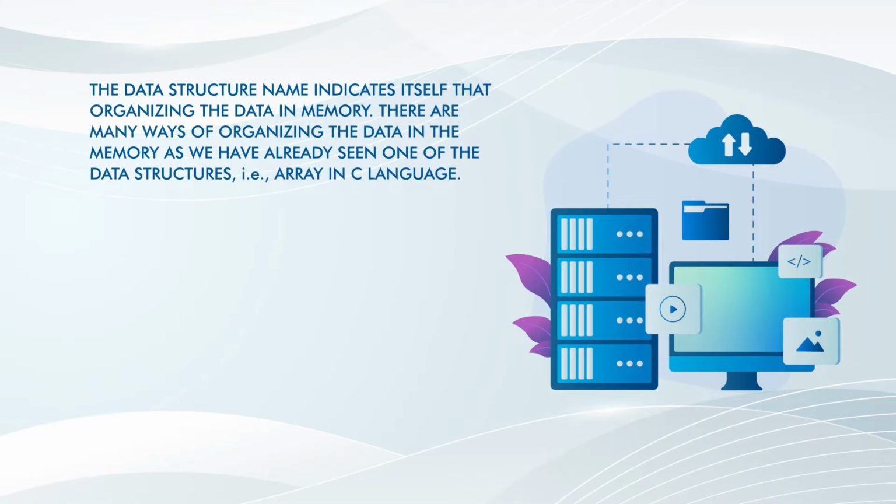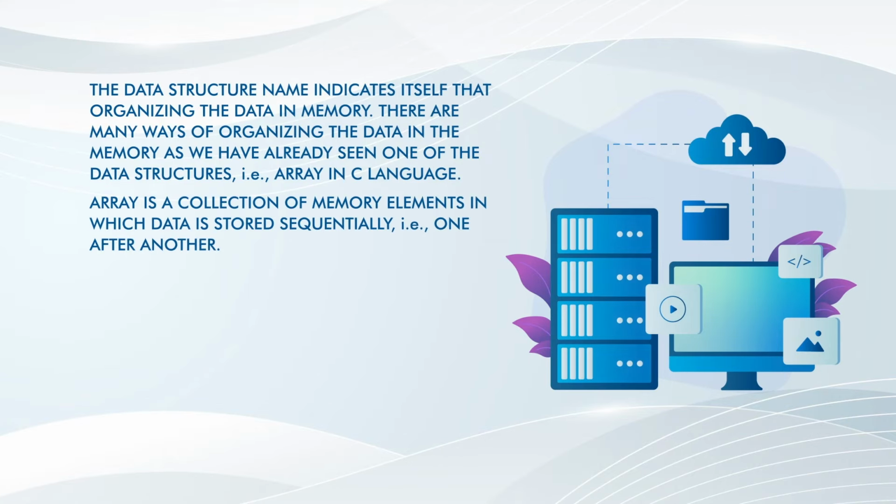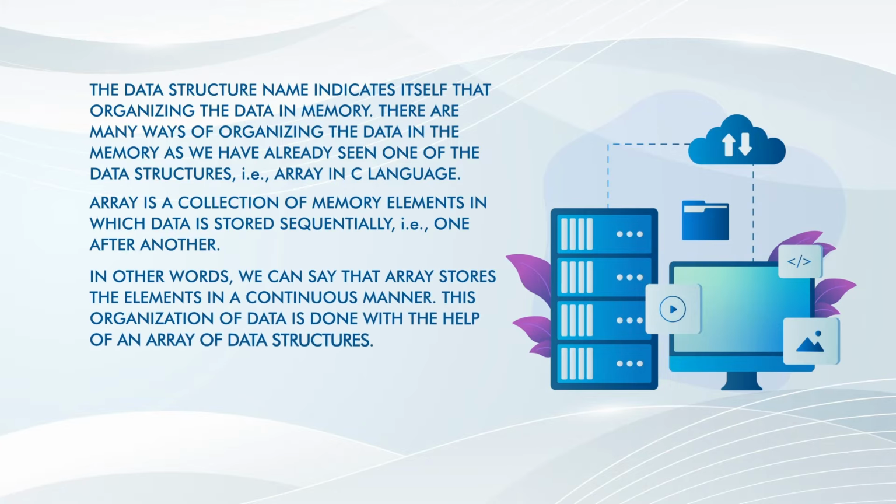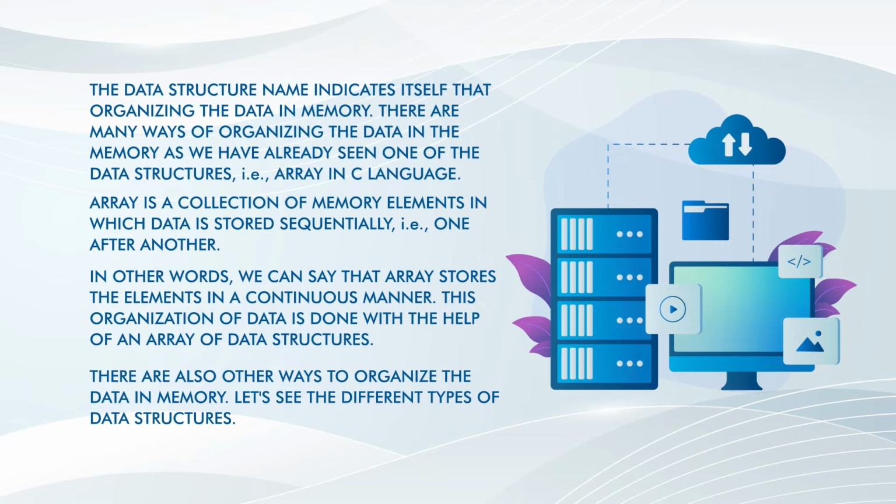What is data structures? The name indicates itself: organizing the data in memory. There are many ways of organizing the data in memory. As we have already seen, one of the data structures is the array in C language. An array is a collection of memory elements in which data is stored sequentially, that is, one after another. In other words, an array stores the elements in a continuous manner. This organization of data is done with the help of an array. There are also other ways to organize the data in memory.